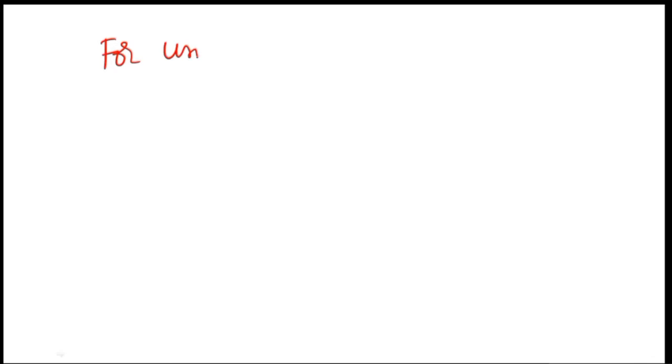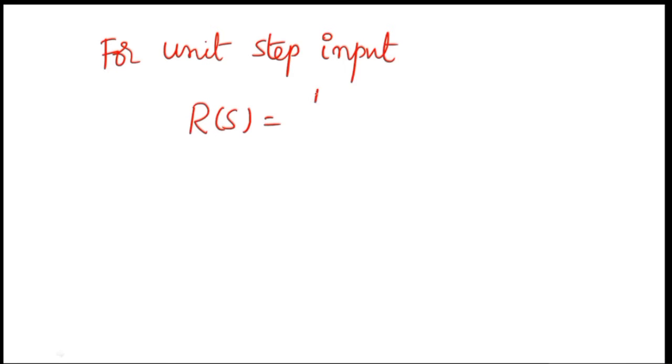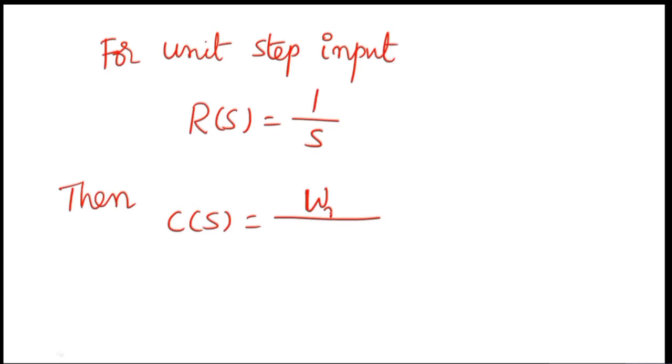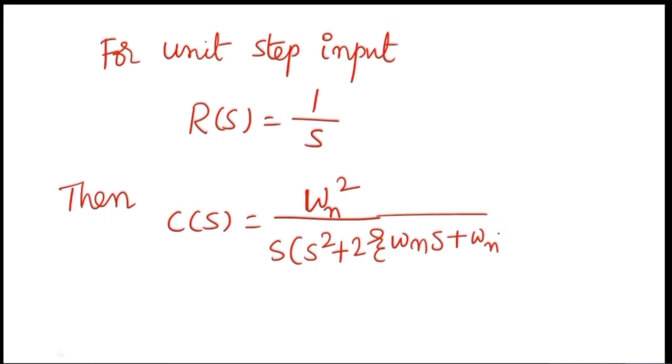For unit step, R of s is equal to 1 by s. Then C of s is equal to omega n square by s into s square plus 2 zeta omega n s plus omega n square.